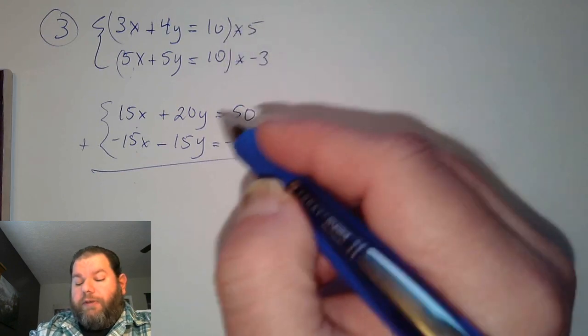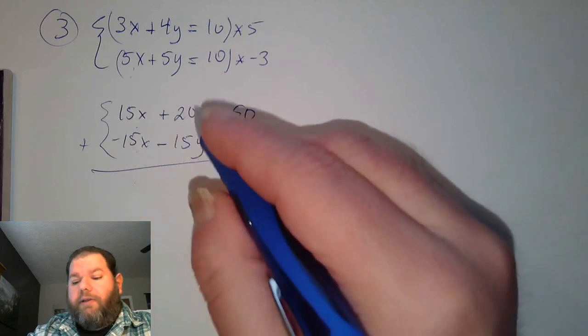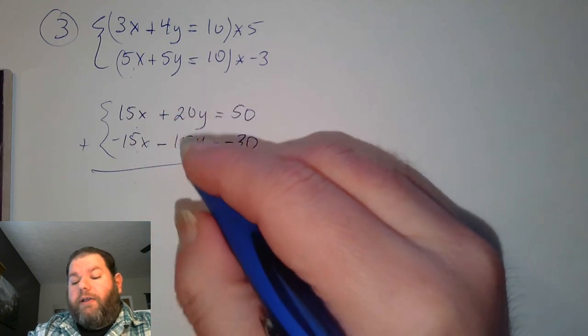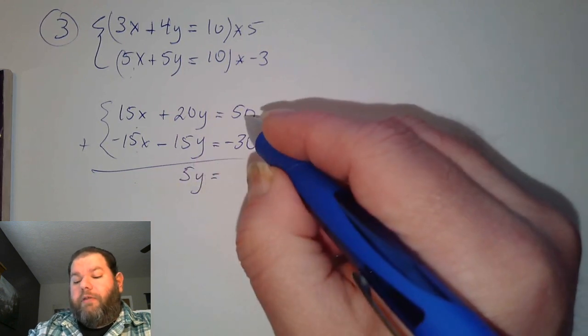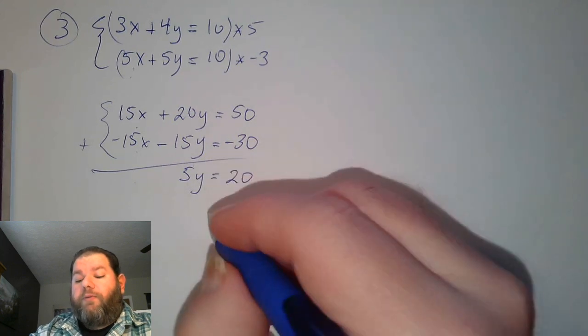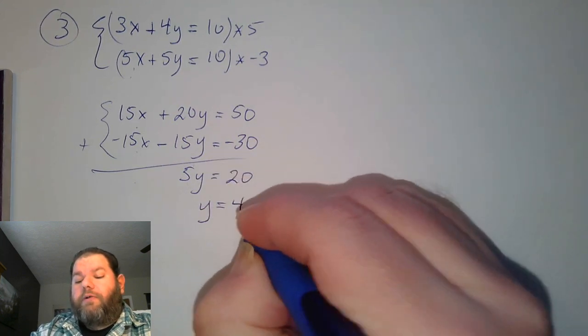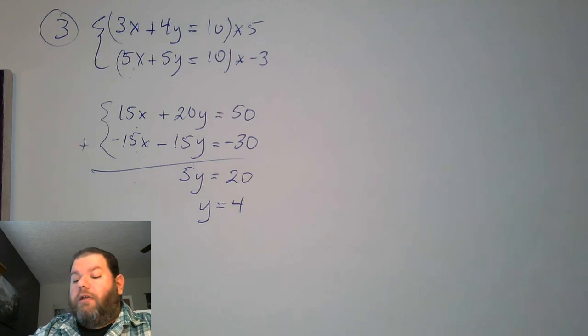Make sure I multiply these right. Okay. And then we add these together. The x's cancel out as planned. If we combine the y's, 20 minus 15 is 5y. And 15 minus 30 is 20. So that means that y is equal to 4. So we get y equals 4.